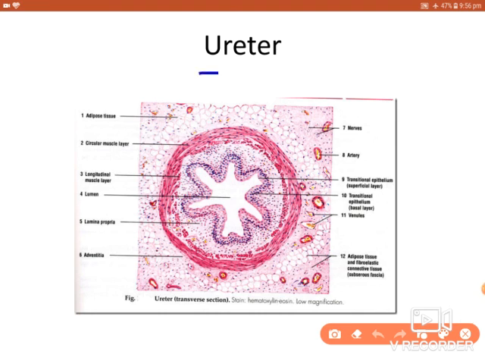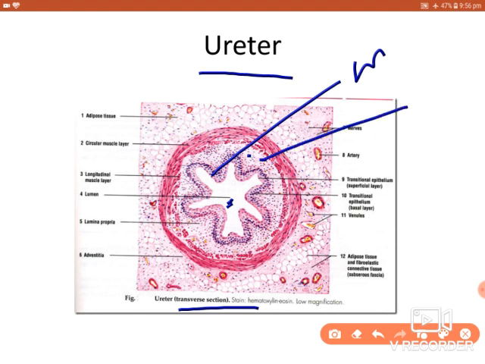Then some microscopic structure of the ureter. When we take a section of the ureter, this is a transverse section. This is the lumen of the ureter. From inner to outer, this is the mucosa, then the submucosa with the lamina propria. Then this is the muscular layer. The outer layer is the adventitia.